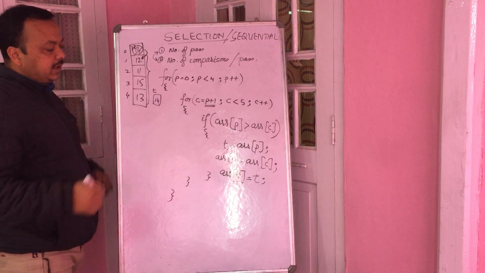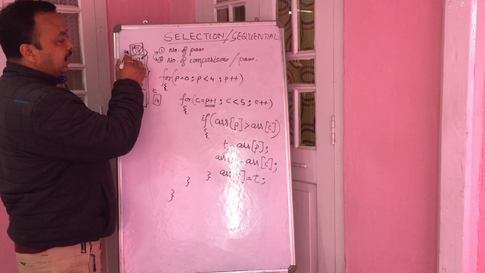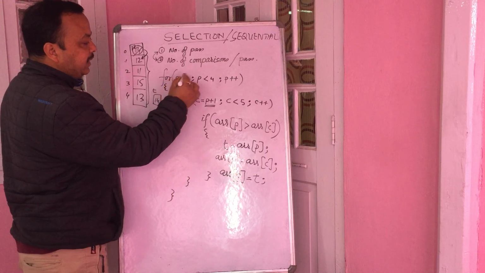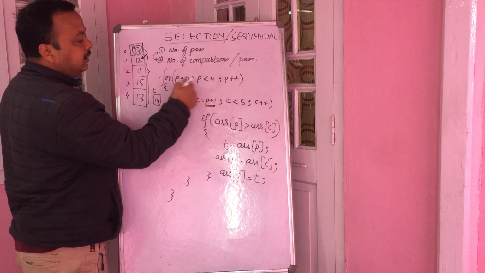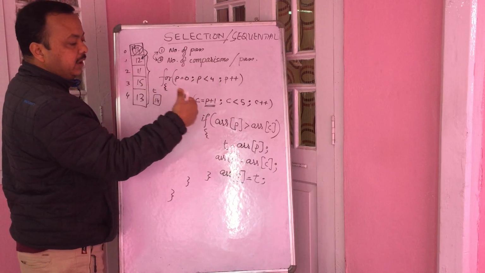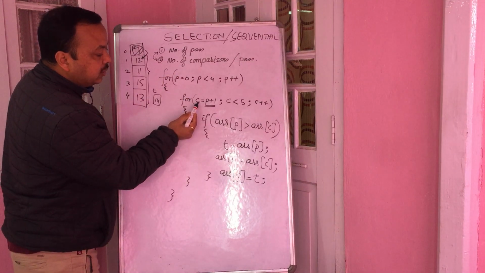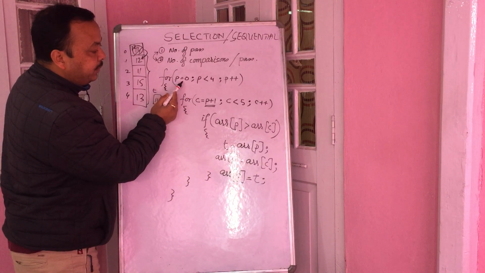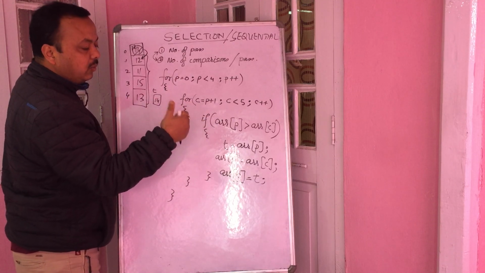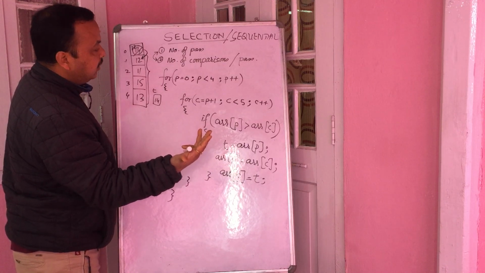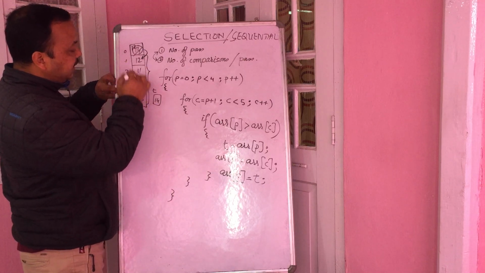So what has happened here, if I revise? P starts with 0, which means I start with the first pass. Every time this P loop will run: P0, then P1, then P2, then P3. So 0, 1, 2, 3, which is 4 number of passes. But look at this C loop, it is dependent on P. When P is 0, see how many times the C loop will run. C will start with 1, so 1, 2, 3, 4. That means 4 number of comparisons. So when P is 0, the number of comparisons is 4.